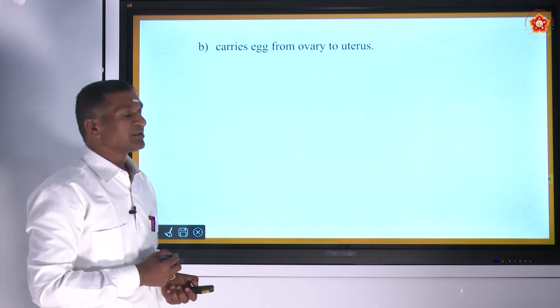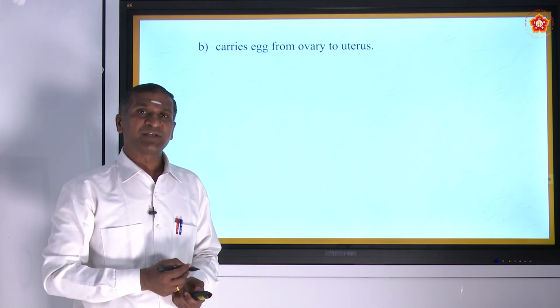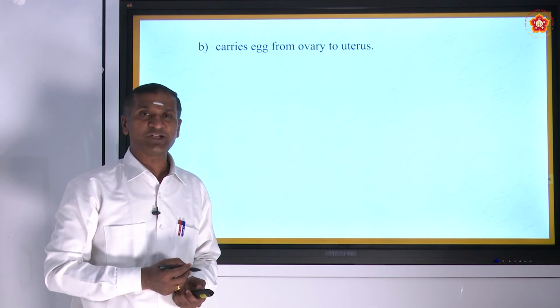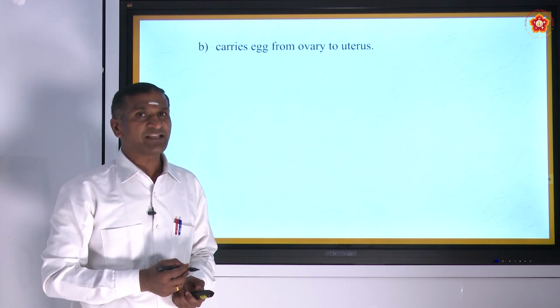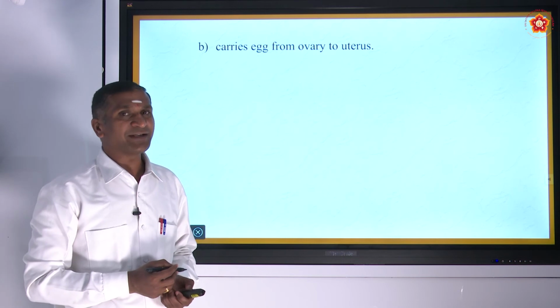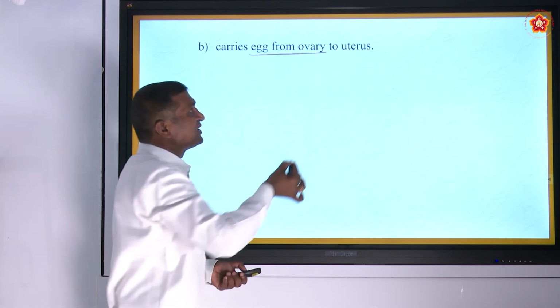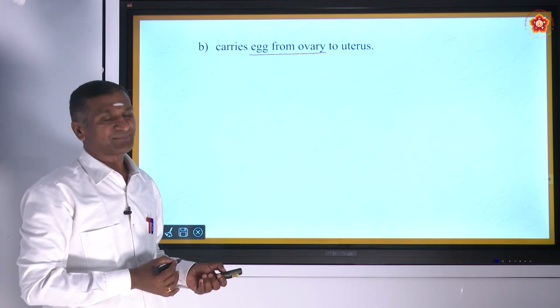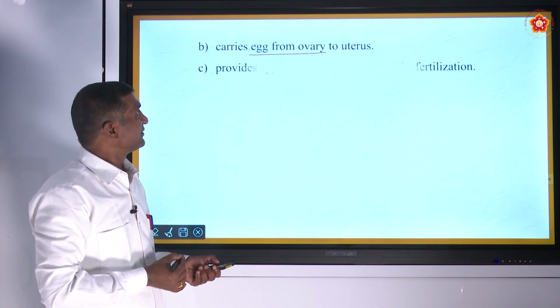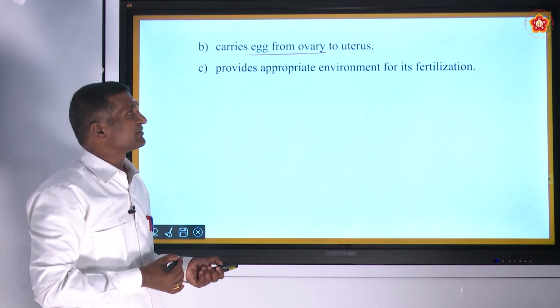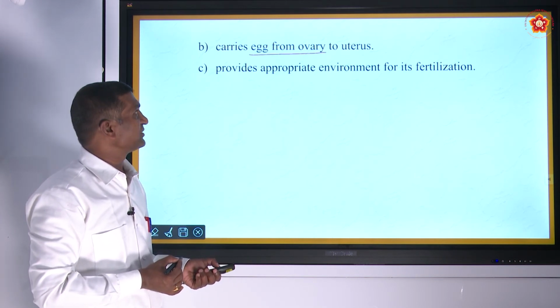As we mentioned, the fallopian tubes, which are funnel shaped, start from the anterior end of the ovary and end at the posterior end, and mainly help in carrying the eggs from the ovary to the uterus. They also provide an appropriate environment for fertilization.